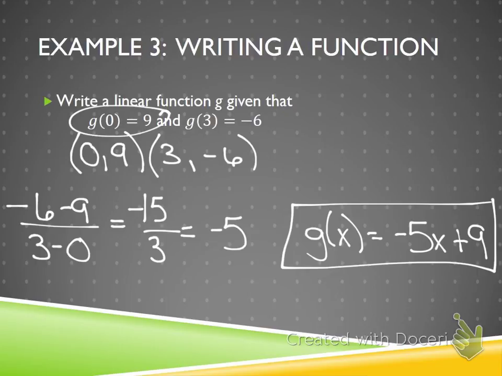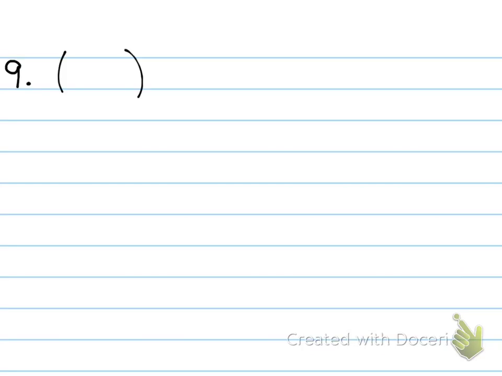All right, I want you to do at least one of these, okay? So turn in your classwork to number 9. Pull out your ordered pairs, find your slope, and then write the linear function in function notation form. You don't have to graph it, right? All right, so what is my first ordered pair?